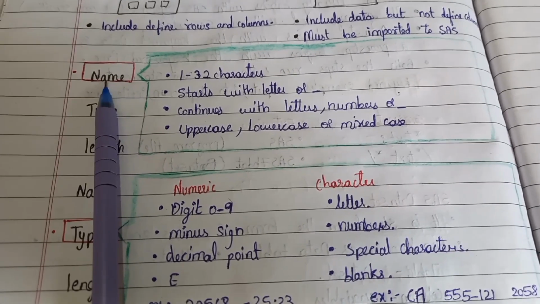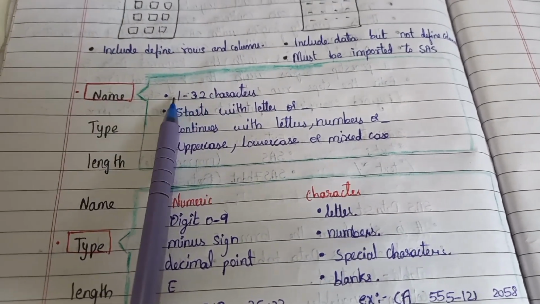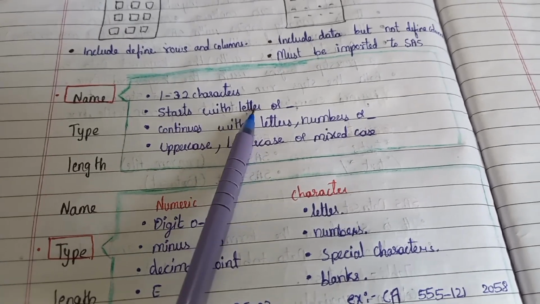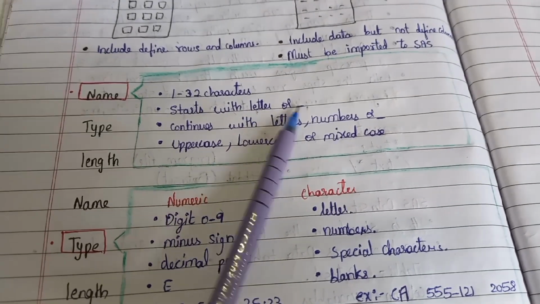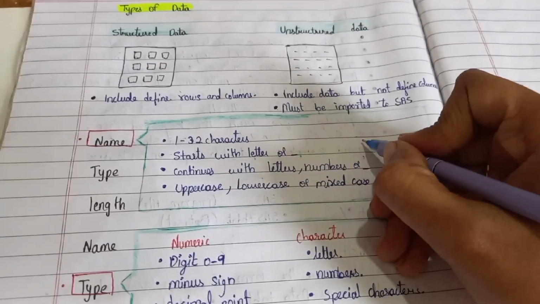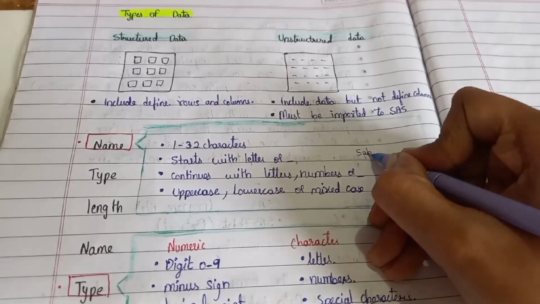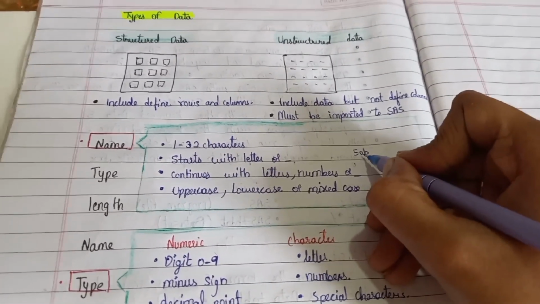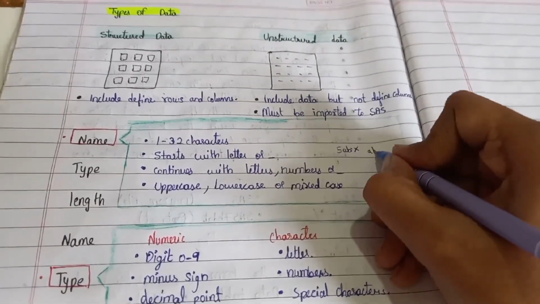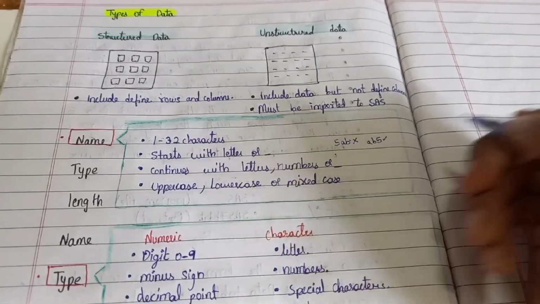For the data set name, it should be 1 to 32 characters. Start with a letter or underscore. It should not start with a number. Okay, suppose 5AB as a data set name, then it will not execute. AB5, it's fine, it will execute.